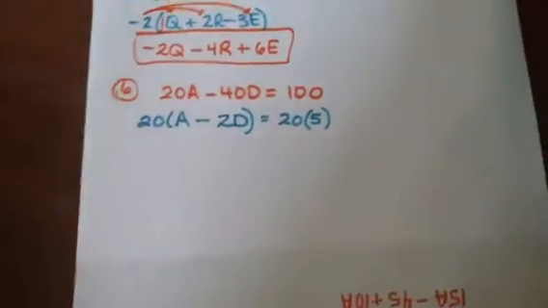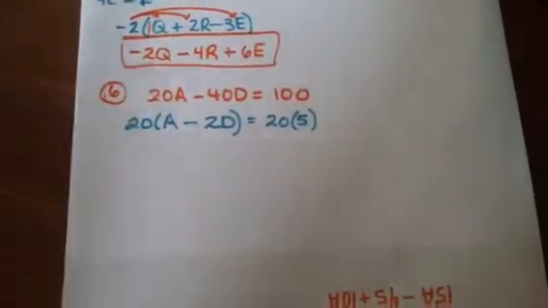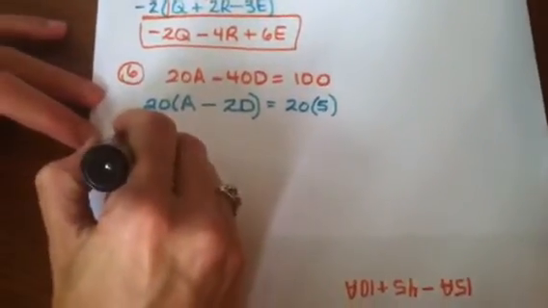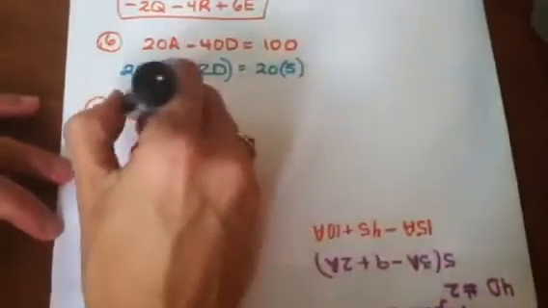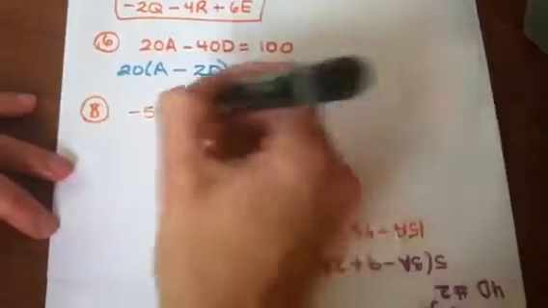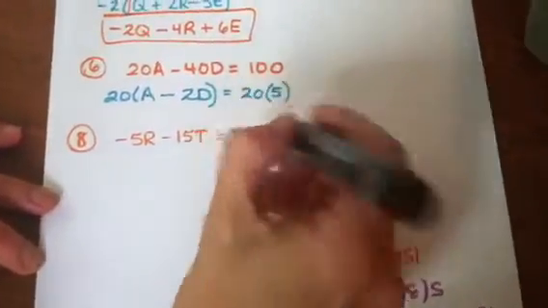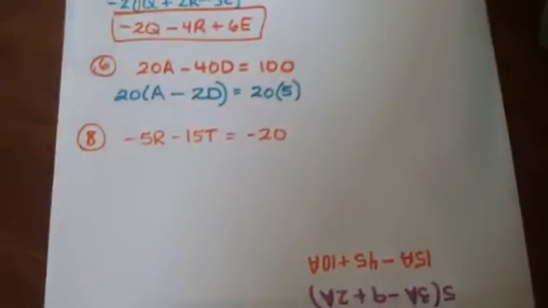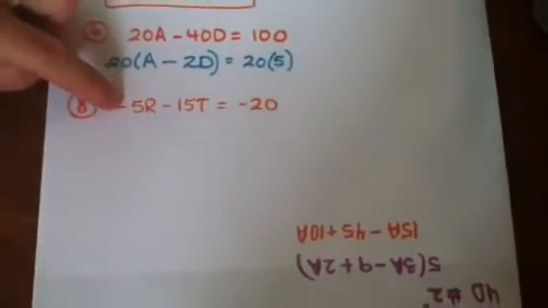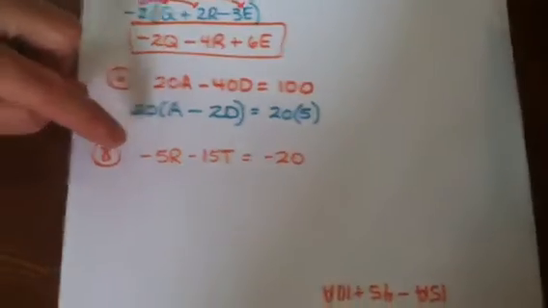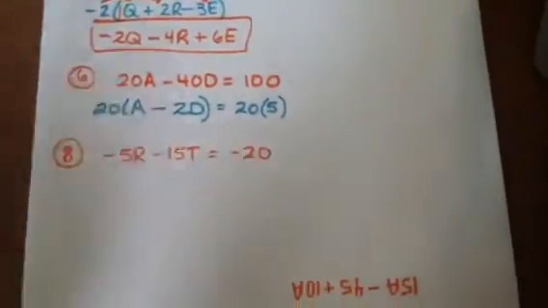I do want to take time to do number 8. Because number 8, I see a negative, and so I'm thinking, oops, we better have time to go over that. So let's look at that one. It says -5r minus 15t equals -20. Okay. Anytime this first term is negative, you're going to want to factor out a negative. So no matter what, I know I'm going to pull out a negative.